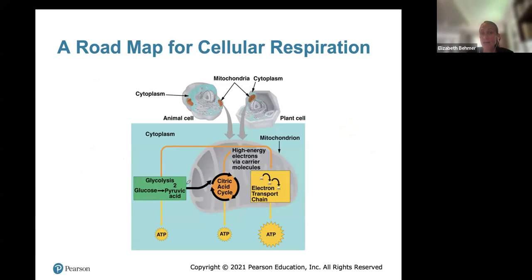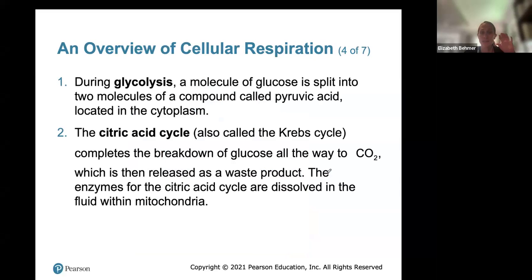Glycolysis occurs outside the mitochondria, and then the citric acid cycle and the electron transport chain are the two steps that occur inside the mitochondria. And it's the electron transport chain that produces the majority of ATP. Simply put, glycolysis is when we break apart a glucose into two molecules of pyruvic acid. Pyruvic acid completes the breakdown of glucose all the way to CO2, and the enzymes for the citric acid cycle will be dissolved in the fluid within the mitochondria.